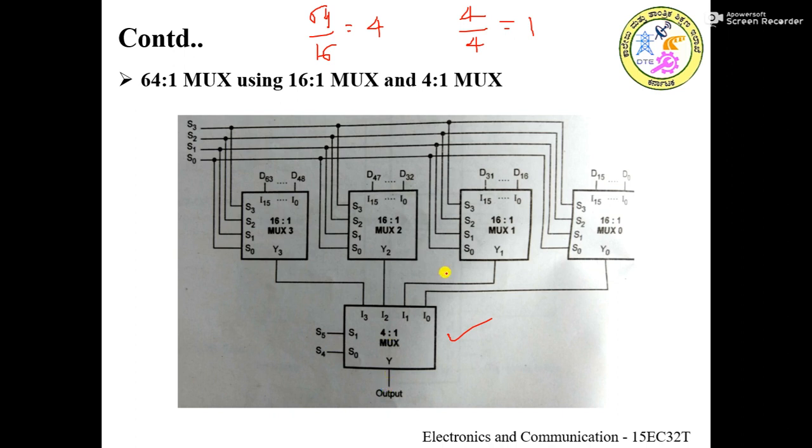So now if you count the number of inputs, you can see here. Let's say this is the first mux, D0 to D15, and totally there are 16 input lines here. Again D16 to D31, again 16 input data lines. Here again 16 data lines, again 16 data lines. So if you sum up all these, we got totally 64 input data lines, 6 select lines and 1 output line Y. So we have successfully implemented the 64:1 mux functionality using 16:1 mux and 4:1 mux.